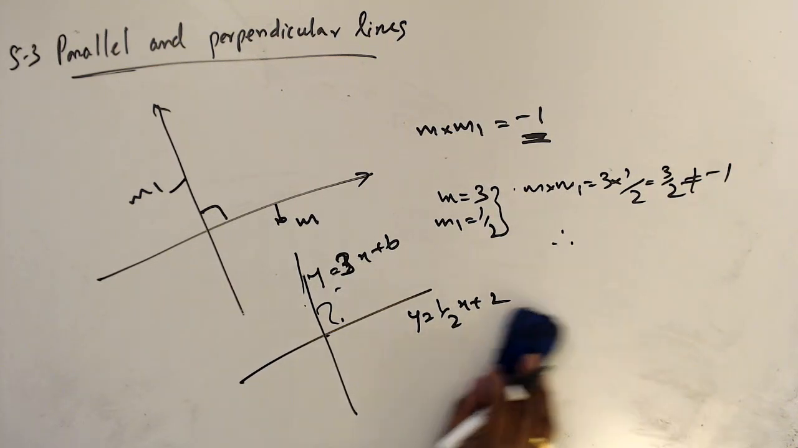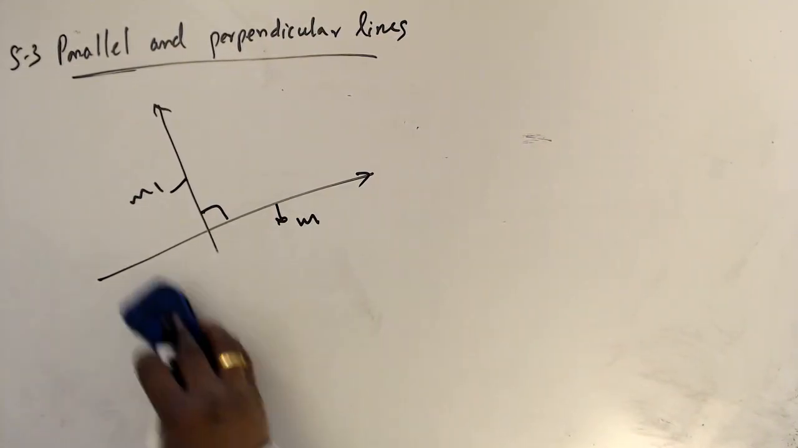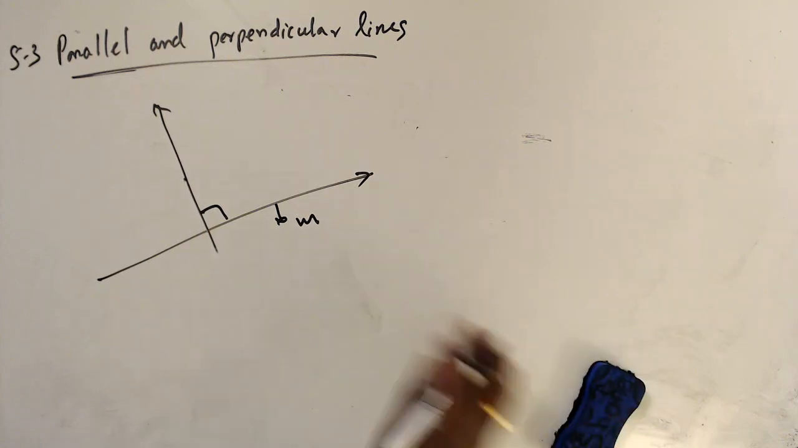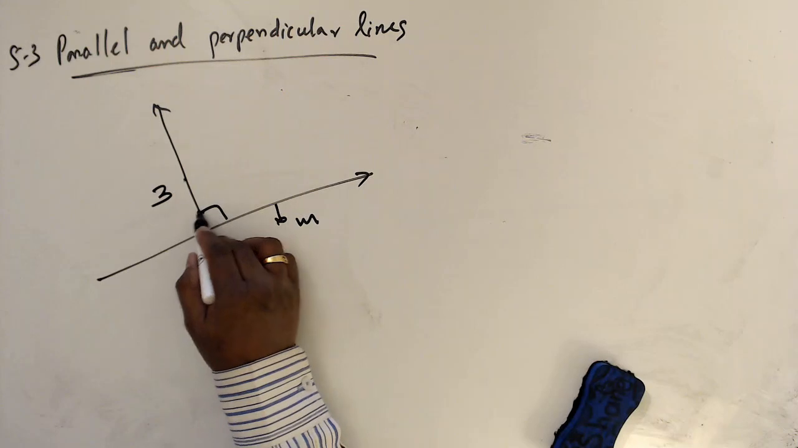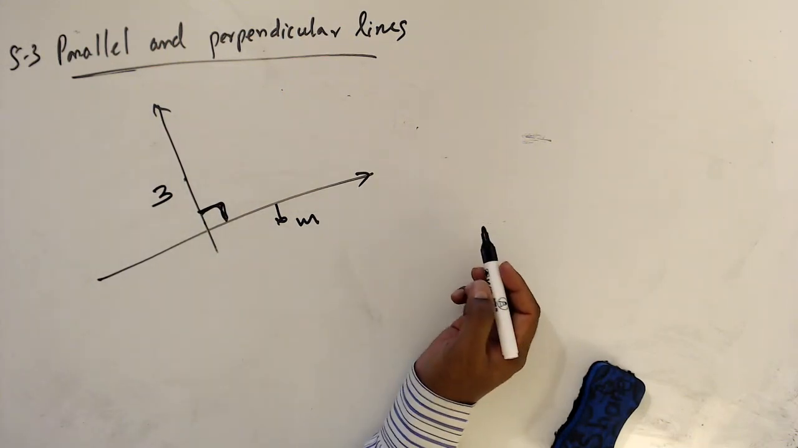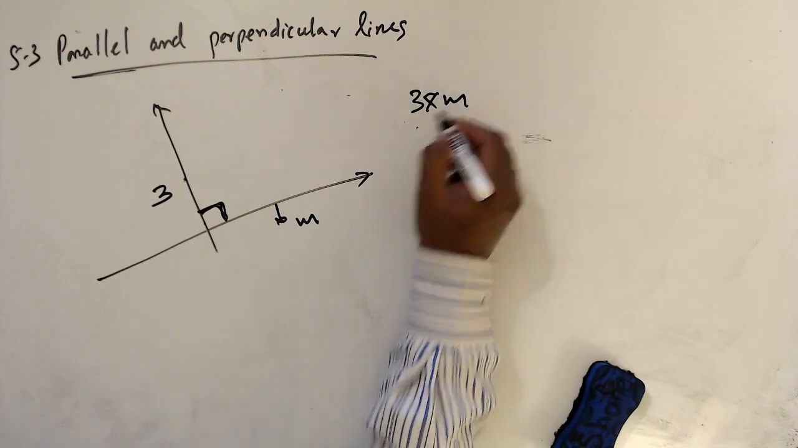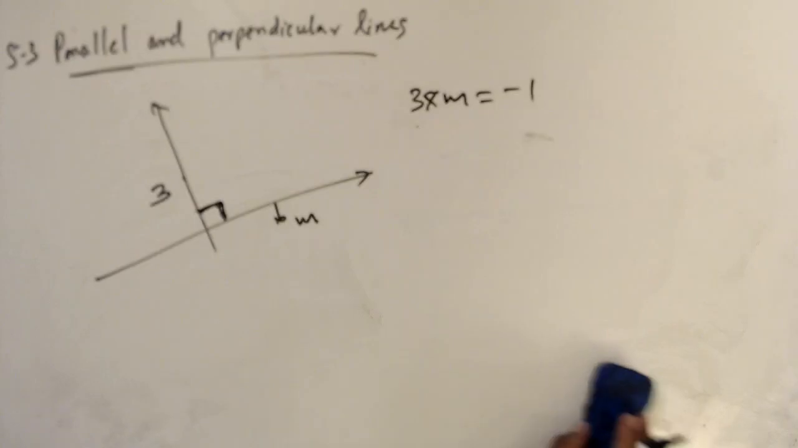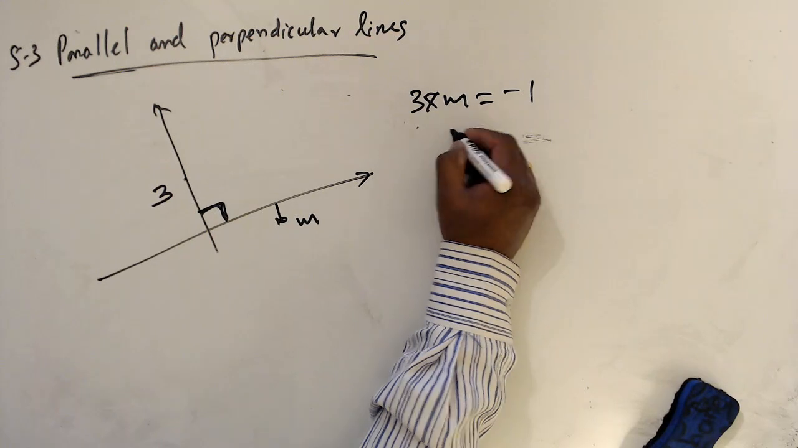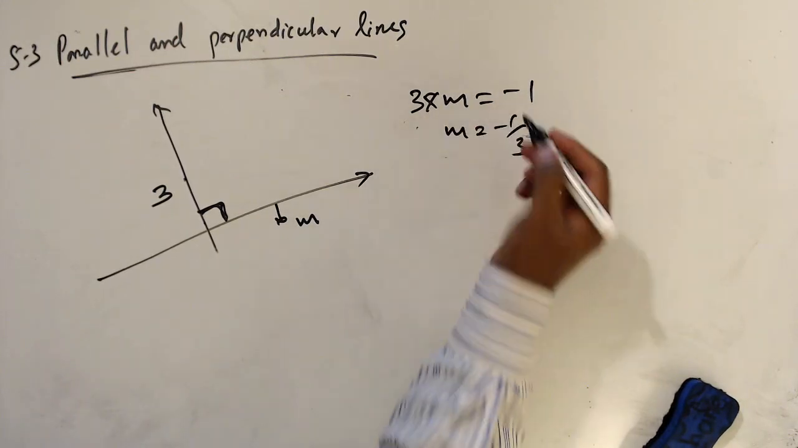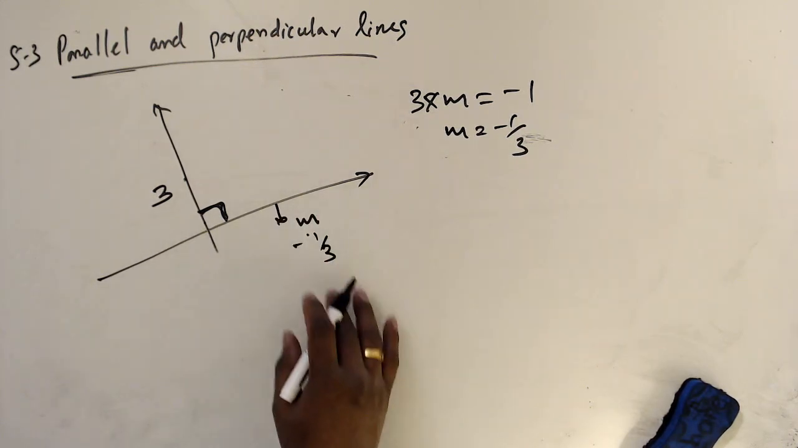And the other use of this one is, assume you know the gradient of this one, gradient is 3. You want to find the gradient of this line, and the data given is that they are perpendicular. It means that when you multiply those two gradients, the product has to be -1. So then we can find m equal -1 over 3. So we can find the perpendicular gradient.